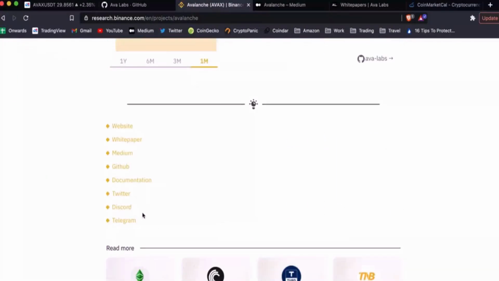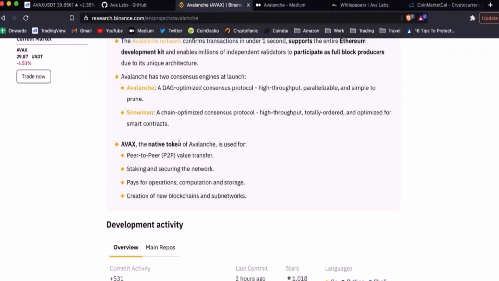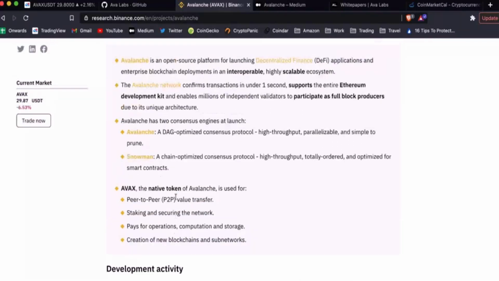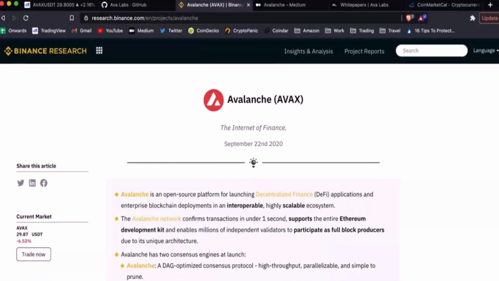Again, you have all the links to all their pages here. And you can read about the use cases or utility for the token, right? You want utility for a crypto project that you're invested in. You don't want it to be nothing, right? Back in 2017 in the ICO stage, they were releasing a bunch of tokens that didn't do anything, okay? So peer-to-peer transfer of value, staking and securing the network as a validator, paying for operations, computation, and storage, and creation of new blockchains and subnetworks, because Avalanche is a layer 0 protocol where you launch your own blockchain, okay? And we're going to talk more about that.